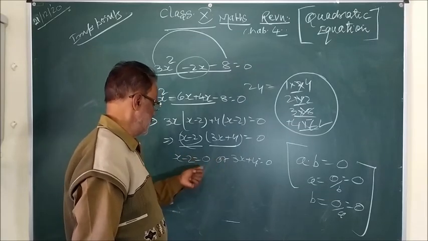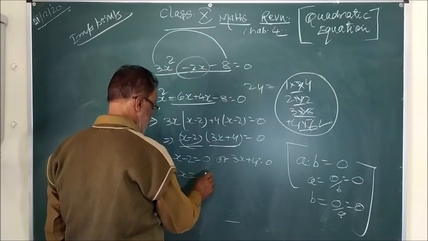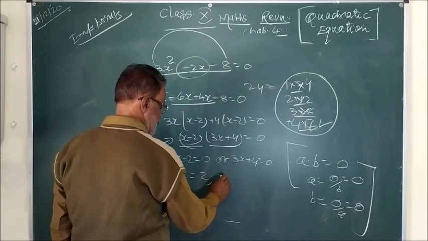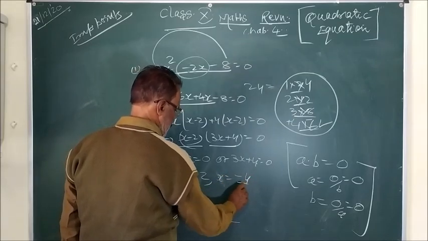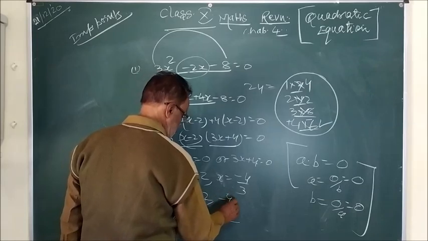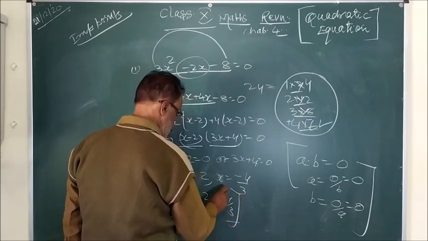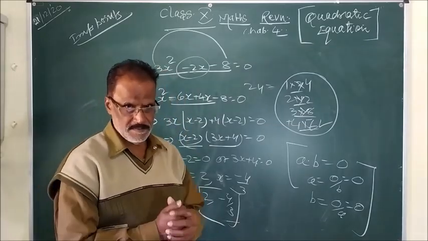These are the points we use here. So x is equal to, on transferring minus 2 from left to right, this will be positive, so x is equal to 2, and x is equal to minus 4 by 3. So these are the two values of the variable, and they are also called roots. So this is called the factorization method.